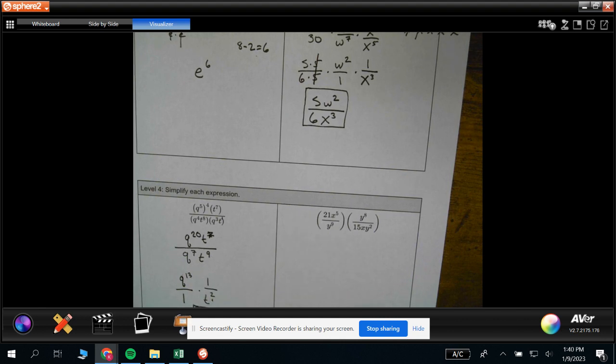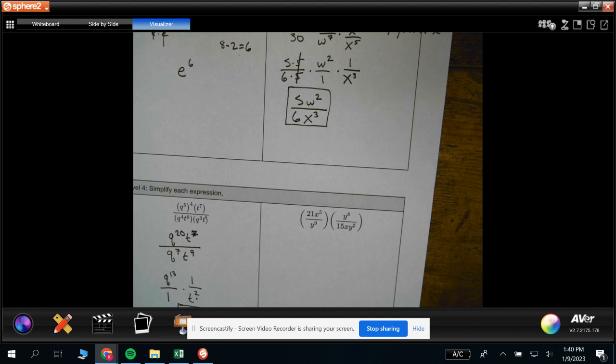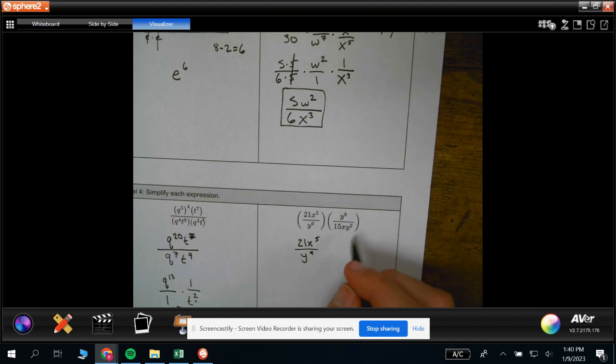All right, let's do the last one here. Is there anything I can cancel out on this one? 21x to the 5th over y to the 9th? There is not. How about on this term? y to the 8th over 15xy squared. Well, I can cancel out something there.